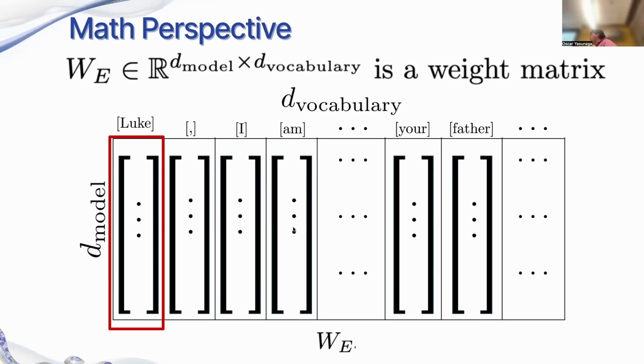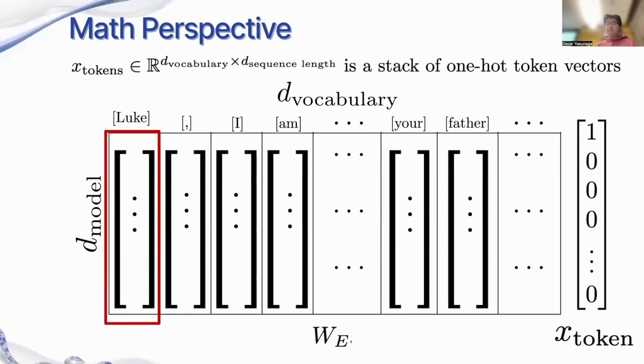Right. This weight matrix has a dimension of D vocabulary by D model. D model is your hidden dimension, and D vocabulary is the entire vocabulary that you've trained on. In terms of math, this would be a one-hot token. If you want to get the first vector, you just multiply this weight matrix by a one-hot vector. Do people actually use this in practice? Not really. You just index, but this is another way of viewing it.